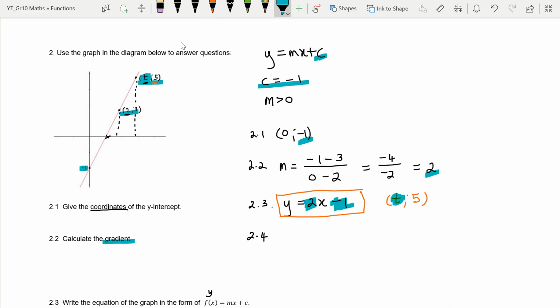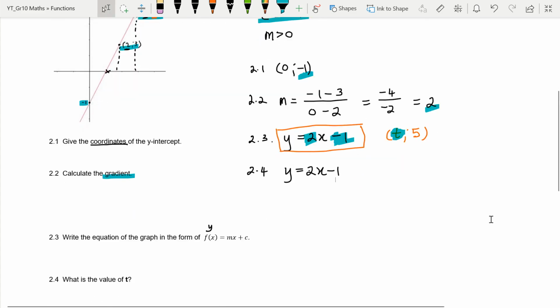Now, what is great, once we have the equation of a straight line, we can use that to find any output value if we've got the input value. Or the other way around, we can find any input value if we've got the output value. So in this case, there is the equation of our line.